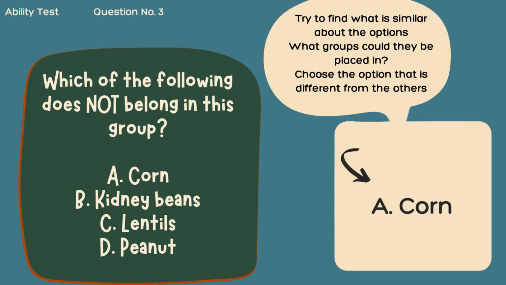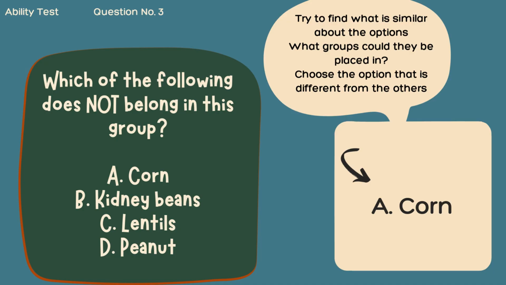Next question. Which of the following does not belong in this group? A, corn, B, kidney beans, C, lentils, D, peanut butter. The aim is to try to find what is similar among the options. What groups could they be placed in? Choose the option that is different from the others. So this is how you should reason when you get a question like this.